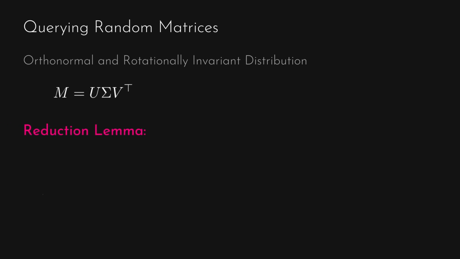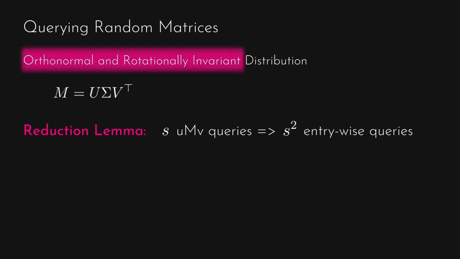So what I want to prove now is a cool connection between UMV queries and a more restricted model that only looks at the entries of the matrix one by one. We show that if you have any deterministic UMV query algorithm that makes S queries, then you can actually get the same information from the matrix by using S-squared entry-wise queries. This is pretty crazy in general, but it turns out to be true when we are querying matrices M like the one I explained before, that is sampled by using orthonormal and rotationally invariant distributions.